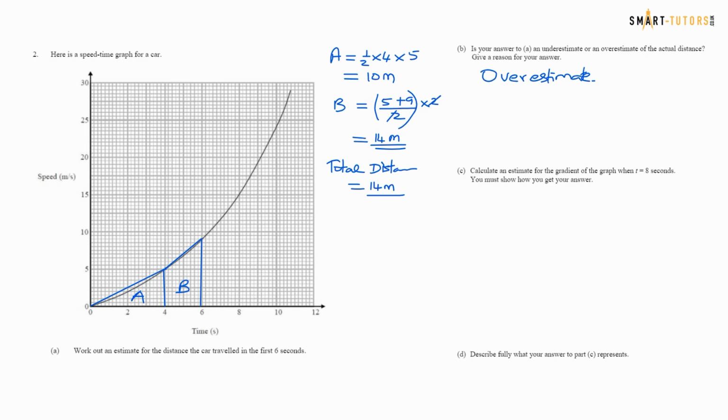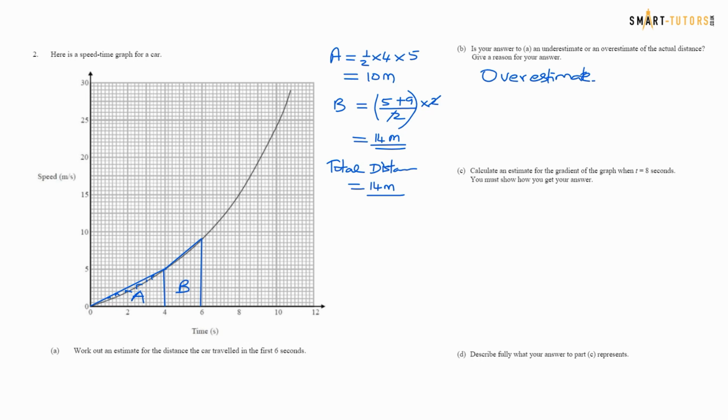Give a reason for your answer. So if you see this graph, our calculation is the triangle construction, the straight line above the curve. So we are adding the extra area in our calculation. So the actual area is below that.